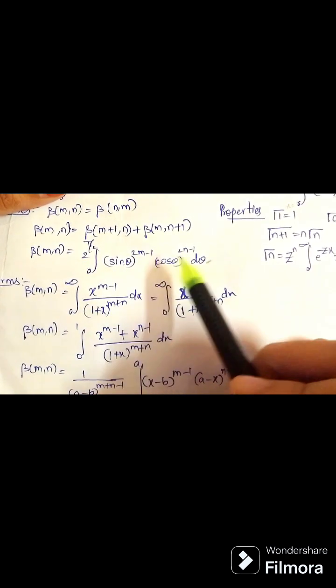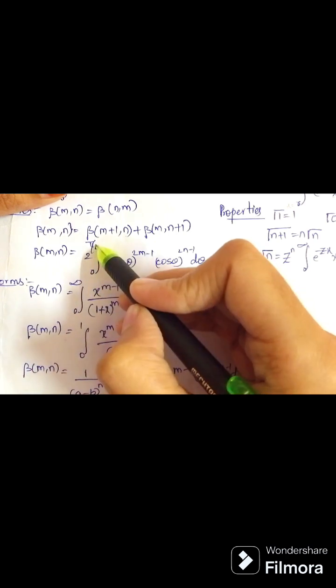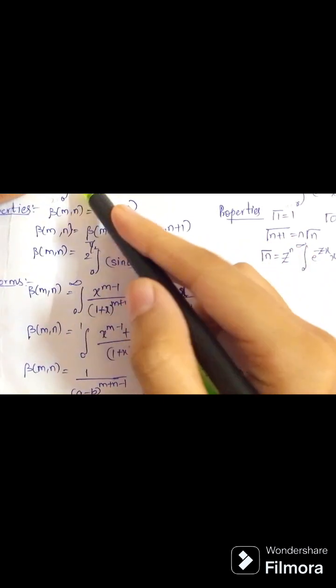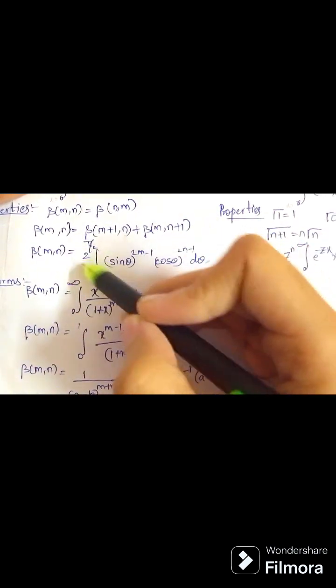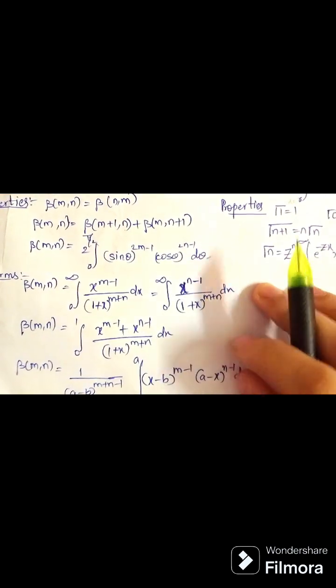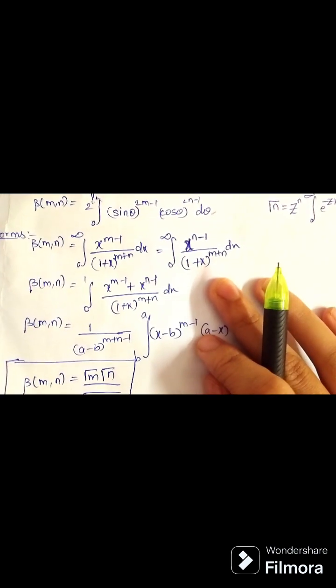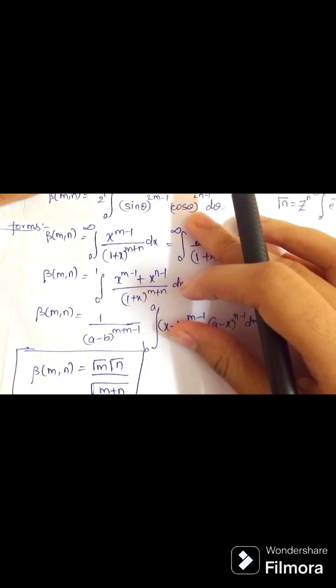Beta in terms of trigonometry. Here it is 2 into the integral with limits 0 to pi by 2, and here 2m minus 1. Just remember, you'll get everywhere 2, pi by 2, 2m minus 1. Okay, this is very important. Next, these forms, these are sums where you have to prove. If you want, you can remember, or else not needed.